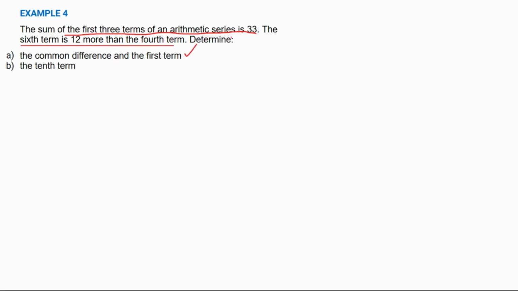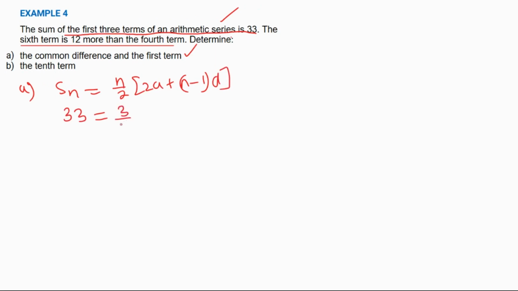Right, so if you check, we have two pieces of information here. The sum of the first three terms of an arithmetic series and the sixth term, that is 12 more than the fourth term. So we have to create two equations and solve them simultaneously. Right. Let's start with the sum of the first three terms. Sn is equal to n over 2, 2a plus n minus 1 d. Right. Sn is 33, is equal to the sum of the first three terms. So n is 3. So it's 3 over 2.